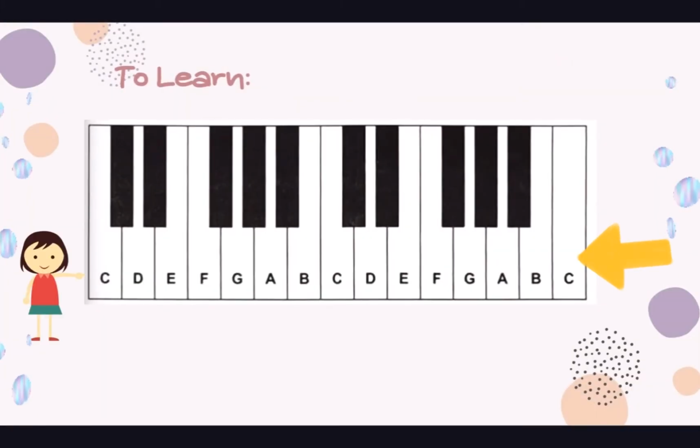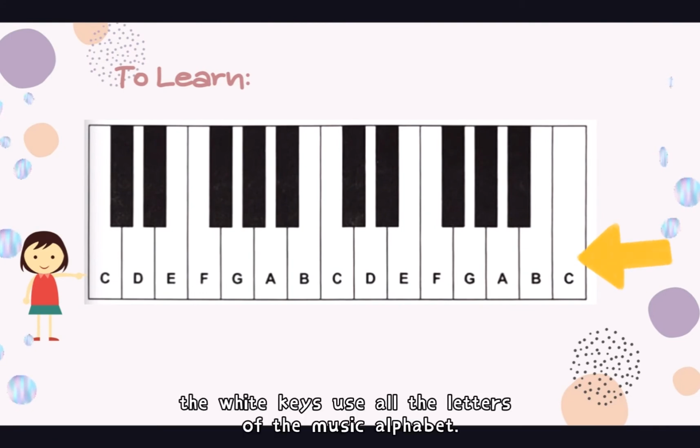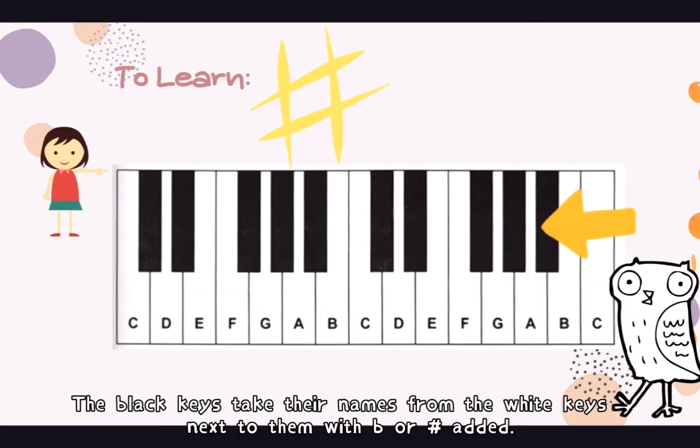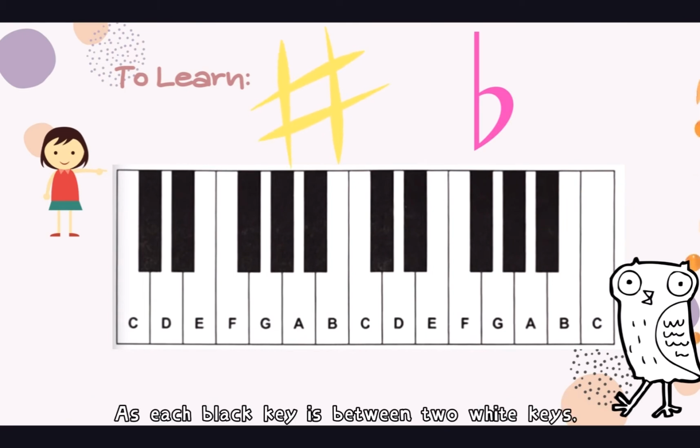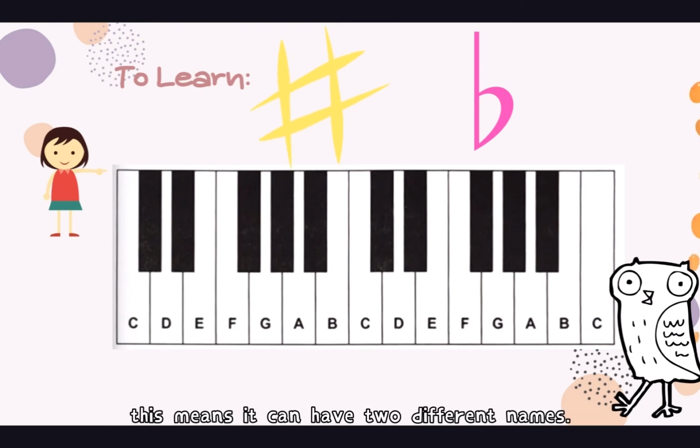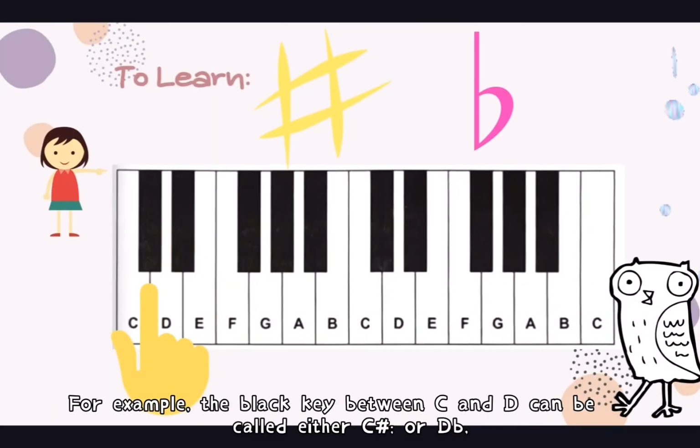As you can see, the white keys use all the letters of the music alphabet. The black keys take their names from the white keys next to them with flat or sharp added. As each black key is between two white keys, this means it can have two different names. For example, the black key between C and D can be called either C sharp or D flat.